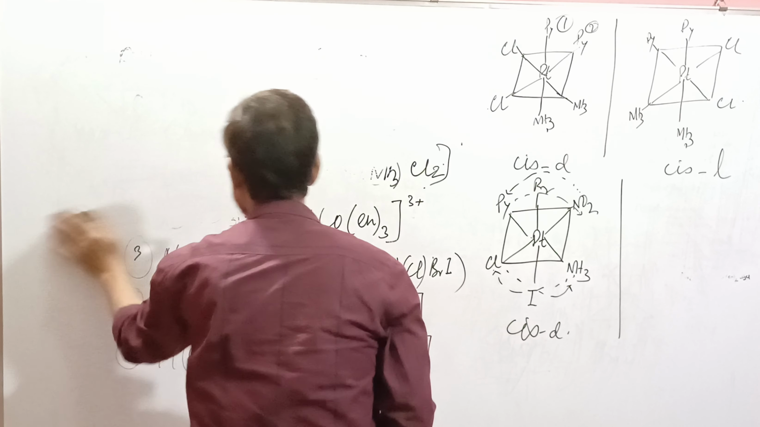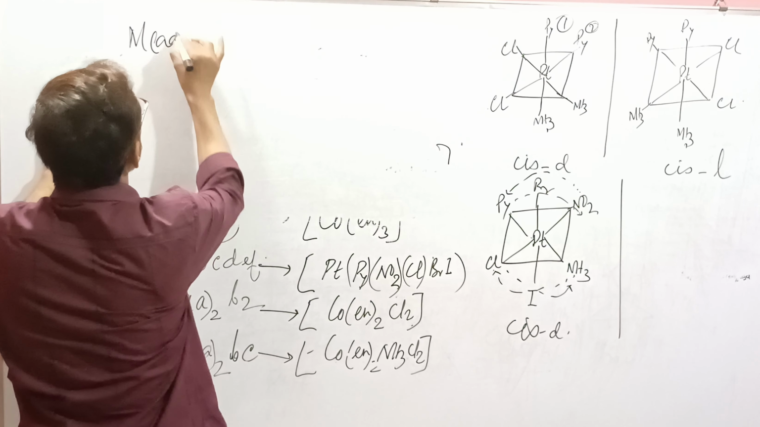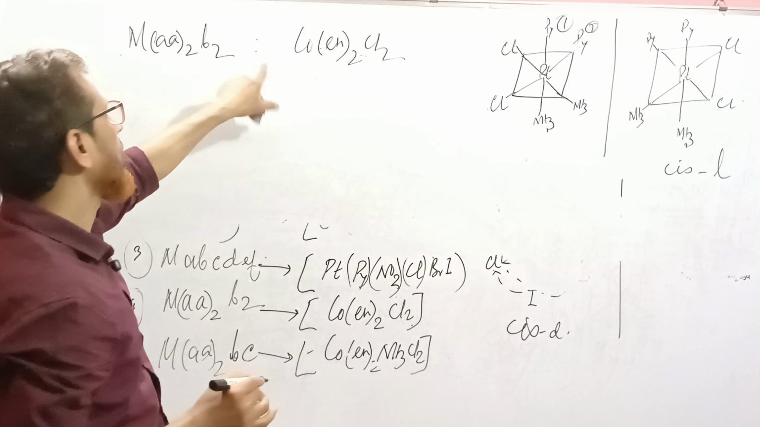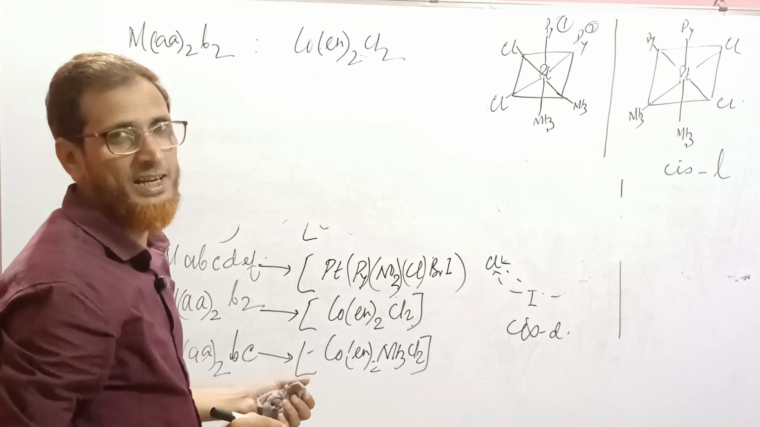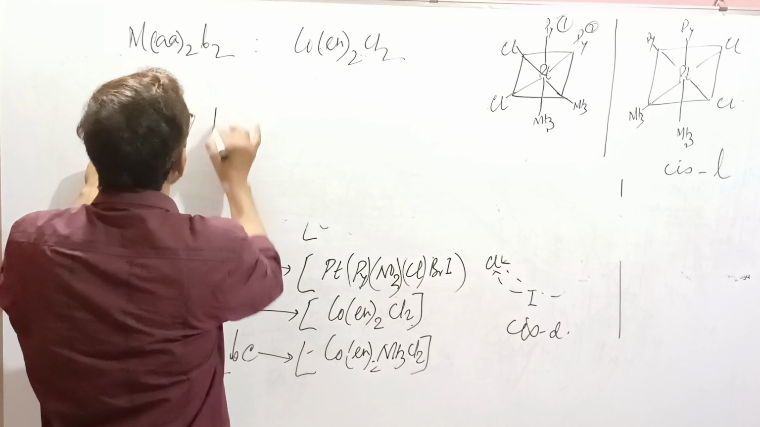Next type is M A2 B2, M A2 B2. That is the example of Cl2, which shows two geometrical isomers. Now we will show the two optical isomers. So what is en? En is ethylenediamine, a bidentate ligand.